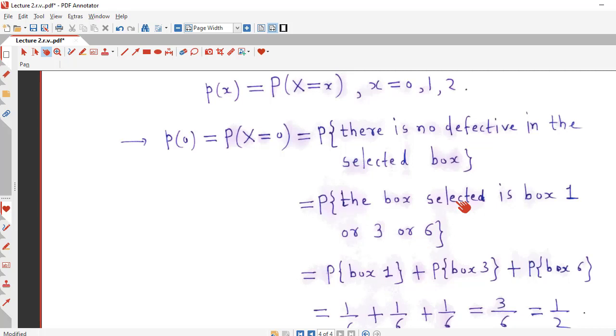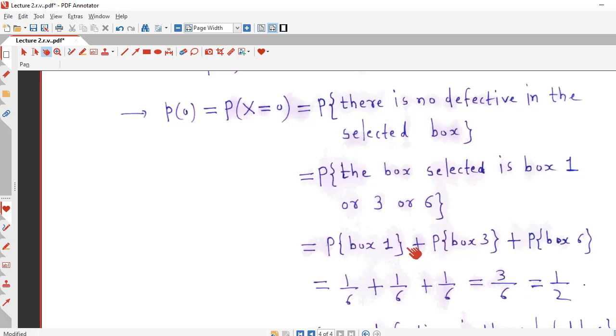Now there are 3 events here, either box 1 is selected or 3 is selected or 6 is selected. But we are selecting only one box at a time. So if box 1 is selected, there are no possibilities for box 3 and 6 to be selected. So in short, all the 3 events cannot happen at the same time. That means these 3 events are mutually exclusive. So probability of box 1, 3 or 6 equal to probability of box 1 plus probability of box 3 plus probability of box 6, because these 3 are mutually exclusive events.